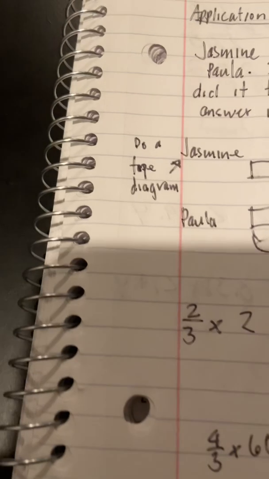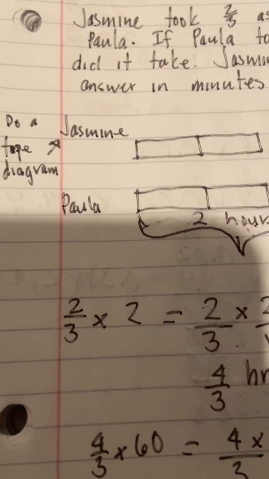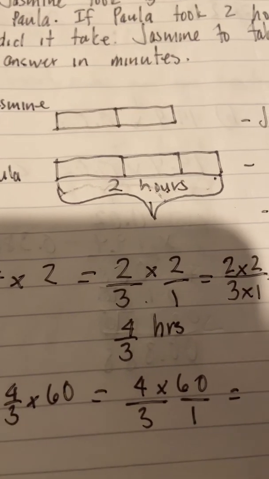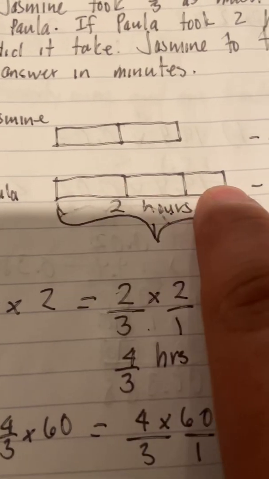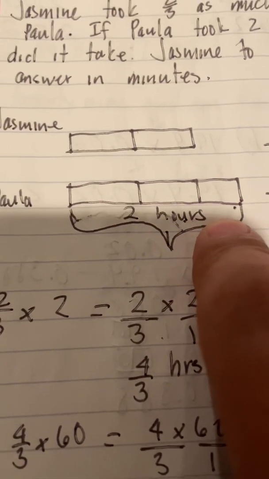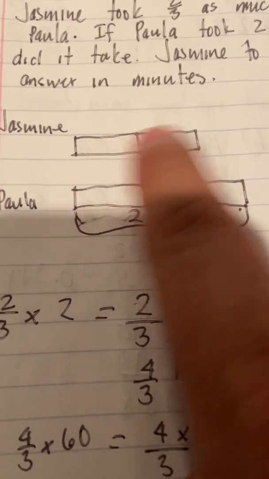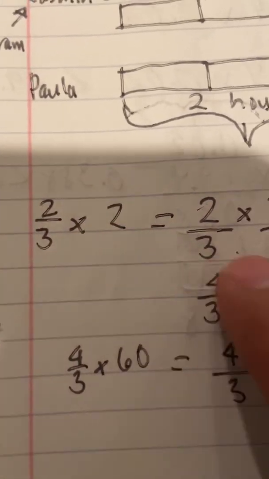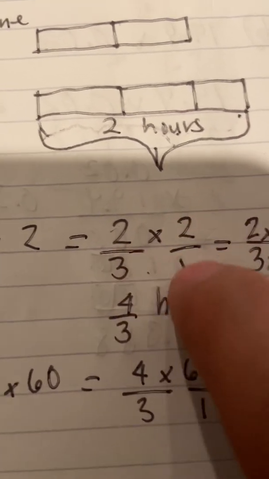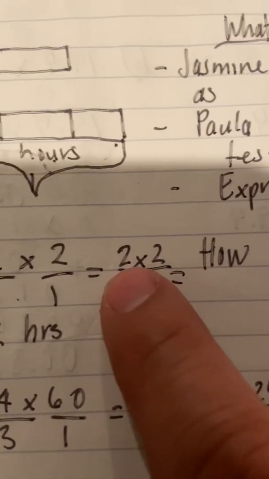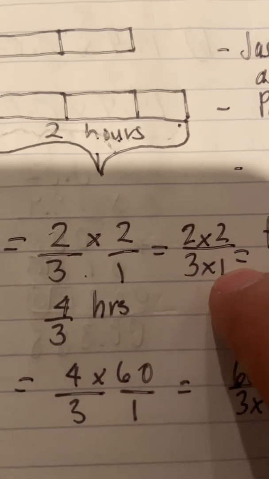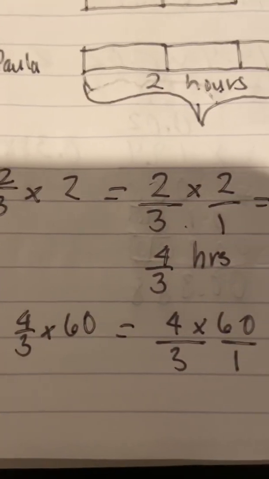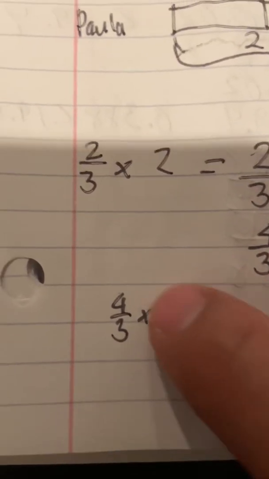Over here, I'm going to do a tape diagram. Jasmine took 2/3 as much time as Paula. So Paula, we know, took 2 hours. I'm going to break it in 3 units, and those 3 units equal 2 hours. And Jasmine only took 2/3 of those 2 hours. So 2/3 times 2 over 1. We have no denominator. So 2 times 2 is 4 and 3 times 1 is 3. So it took 4/3 of an hour.